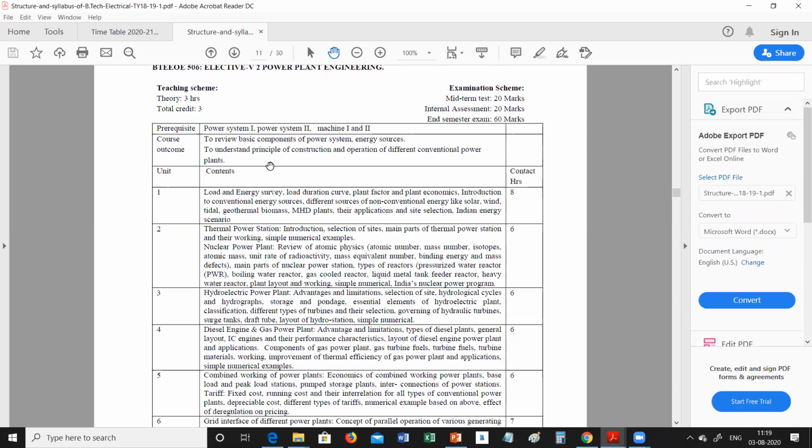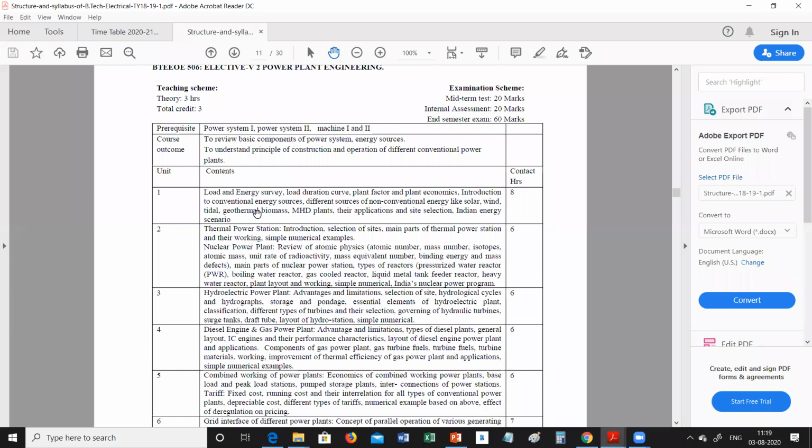In this subject we are focusing most on conventional power plants, for example coal power plant, nuclear power plant, and hydroelectric power plant. These are the conventional power plants we are focusing on. So you must be able to understand the principle of working, construction and operation of these conventional power plants. Now the contents. The first chapter is just introductory.